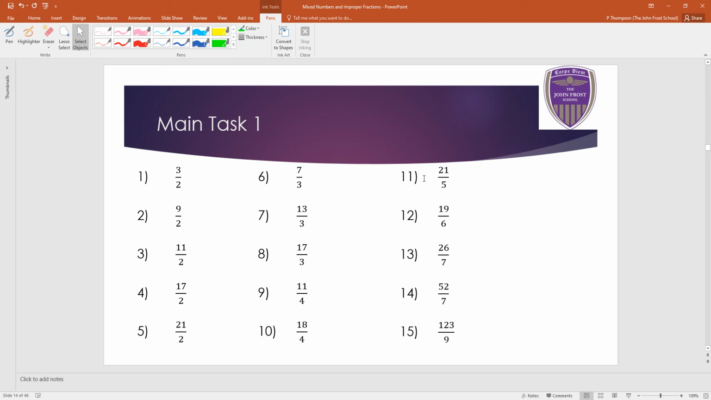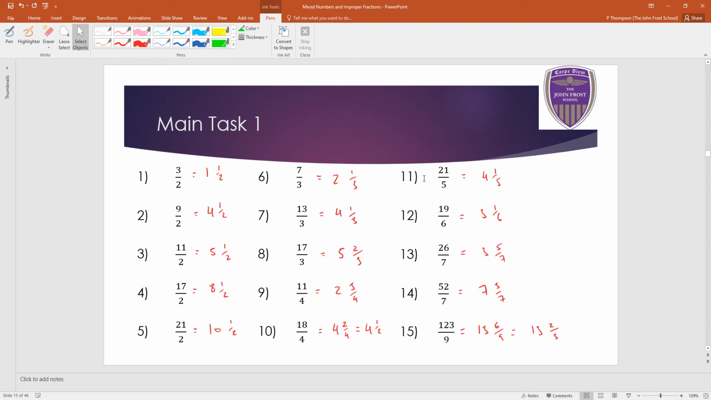Okay, welcome back. Here's the answers here. You know, for some of them, I have cancelled the fraction down. Let's see, number 10 was 4 2/4. But you should know from previous lessons that 2/4 can be cancelled down to 1/2. And this last example, 6/9 is the same as 2/3. Okay. So, see how you got on there, all right?